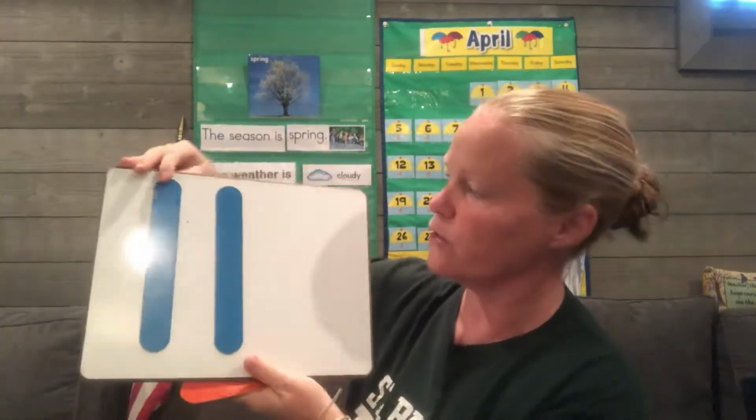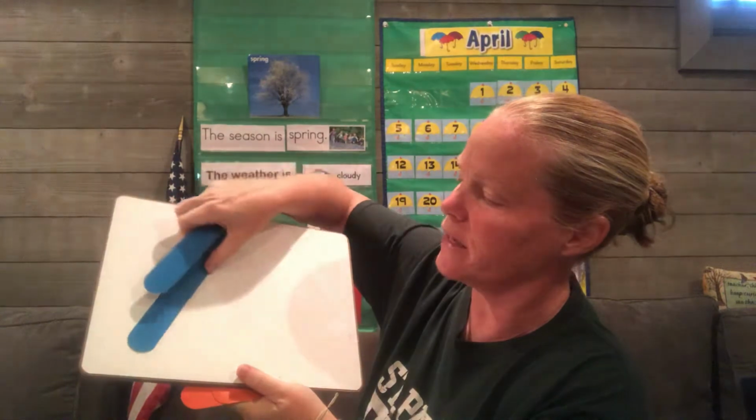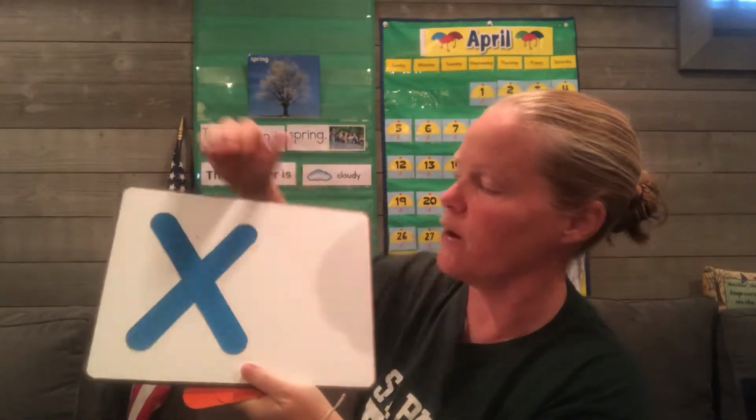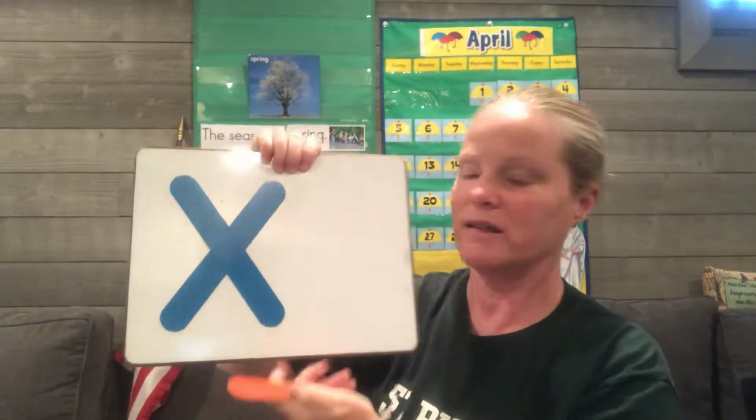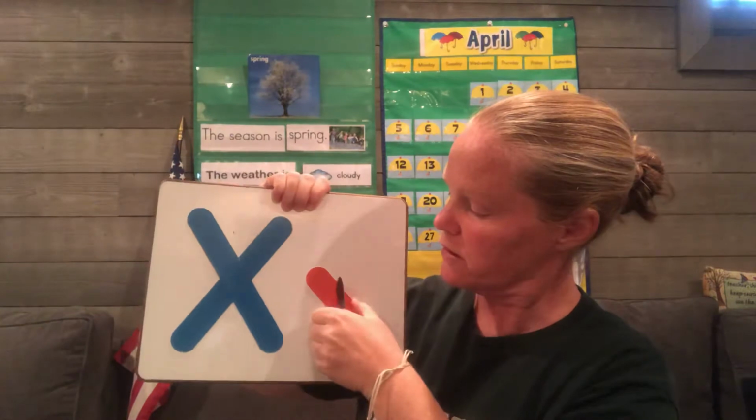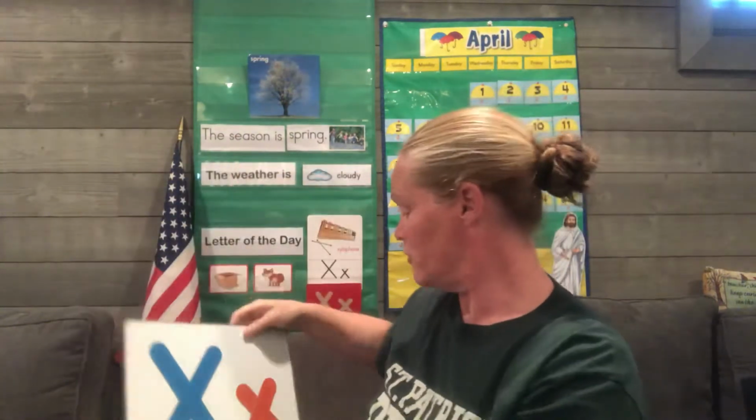So to make our X, we need two straight lines. Here they are. And we're going to do crisscross, right? One slants that way and one slants that way. There's a big X. And a little X, we need, again, two lines that we do crisscross. This way and this way. So now we have a big X and a little X. X marks the spot.